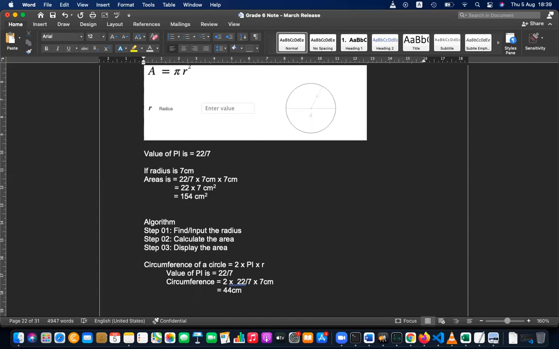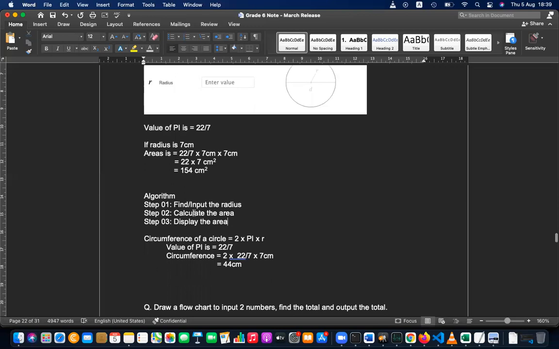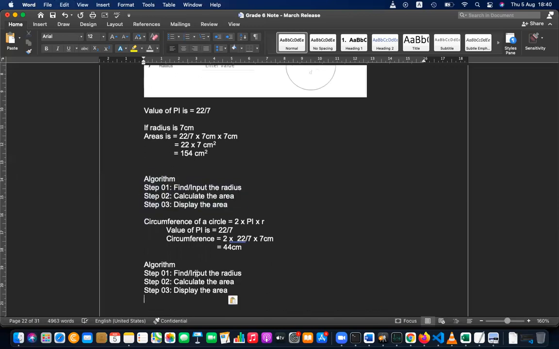Okay, that is a mathematics lesson, but I just gave the solution also, right? So what is the algorithm then? The algorithm is: find the radius, calculate the circumference, and display the circumference. So that is the algorithm. Okay, you can write down the algorithm too.